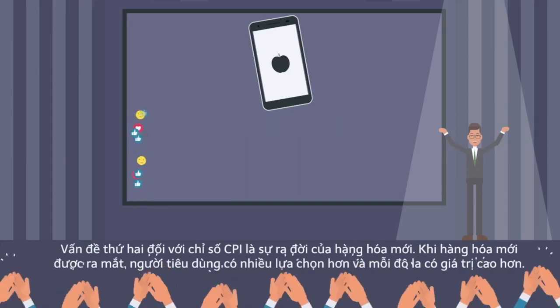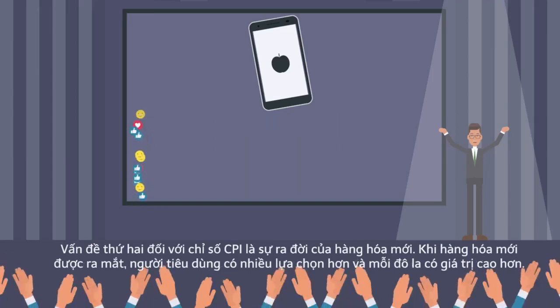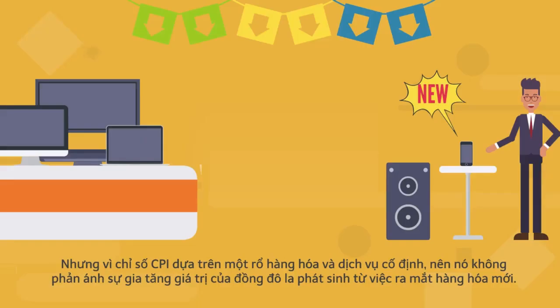The second problem with the CPI is the introduction of new goods. As new goods are introduced, consumers have more choices, and each dollar is worth more. But because the CPI is based on a fixed basket of goods and services, it does not reflect the increase in the value of the dollar that arises from the introduction of new goods.